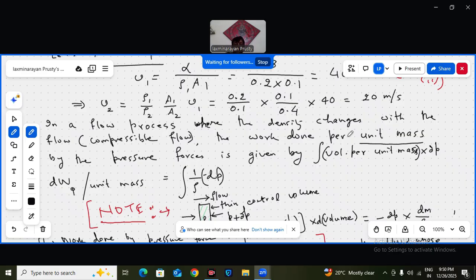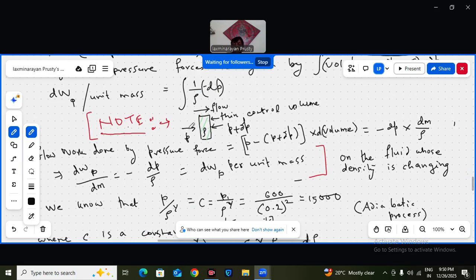So volume per unit mass is 1 by rho, times minus dP. Why minus dP? I'm coming to the diagram here. This is one element, and flow is taking place like this. Take an elemental volume, where mass is entering and mass is leaving. Let's say this side pressure is P plus dP and this side pressure is P. What is the work done by the pressure force? P minus P plus dP into d volume, for a very, very thin element, as thin as possible. That d volume is dm by rho.